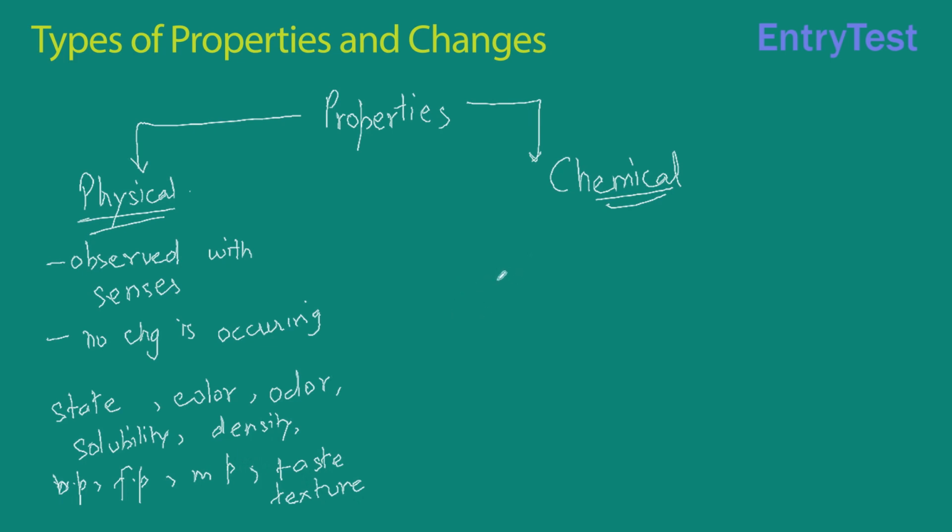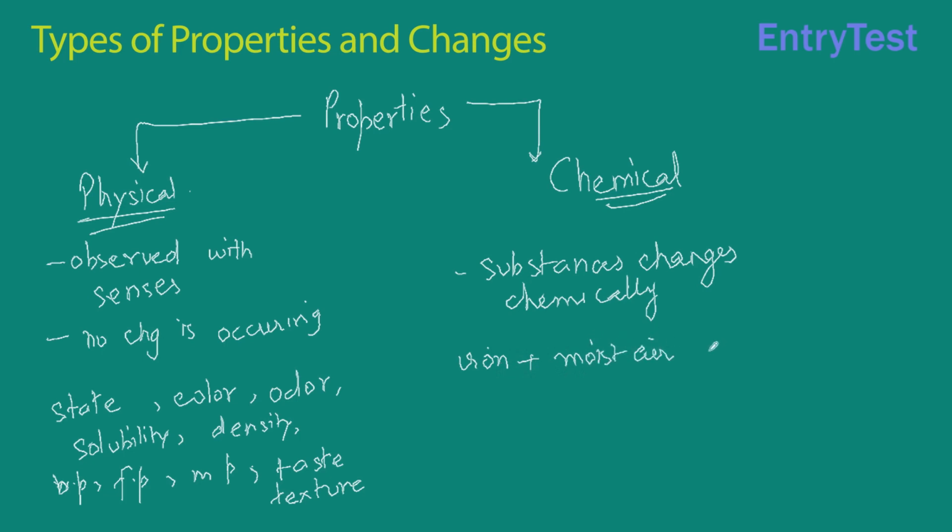Chemical properties, on the other hand, are those that can't be observed with senses. They are actually observed in regard to whether or not the substance changes chemically. And usually it is as a result of reacting with other substances. Some examples are iron, for example, when it comes in contact with moisture and air, so let's just call it moist air, it has a tendency to rust.